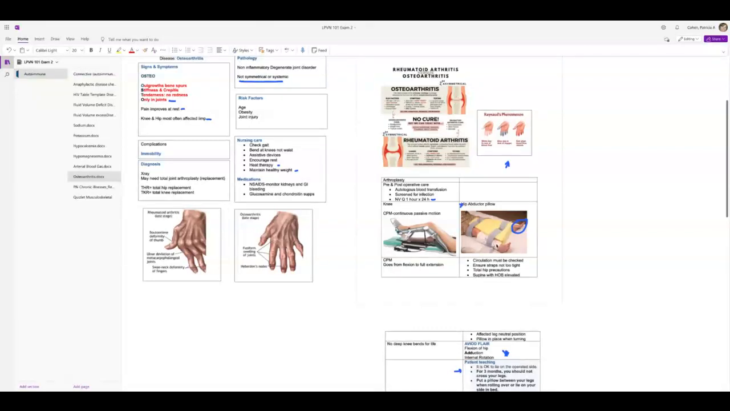They'll be on total hip precautions, which means they have to lay supine with the head of the bed elevated a little bit. The affected leg has to be in a neutral position, and they have to have this pillow in place when they turn.